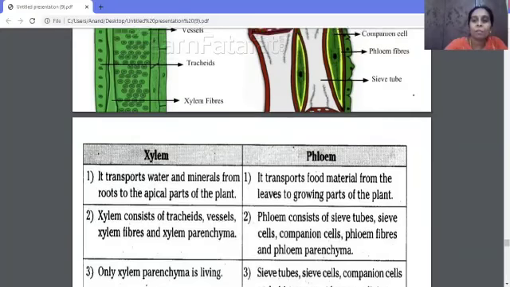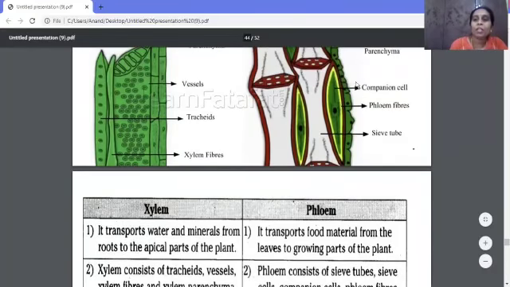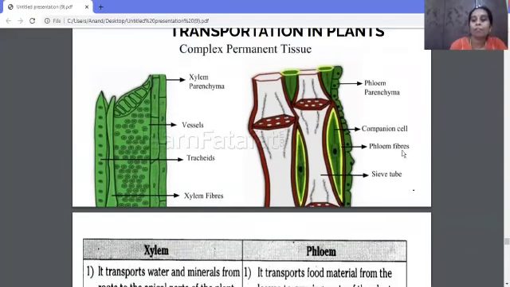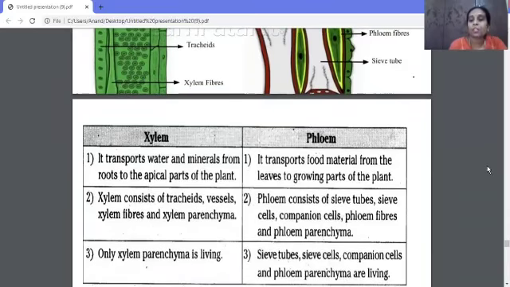What does the phloem consist of? You can just see the phloem consists of phloem parenchyma, companion cell, phloem fiber and the sieve tube. This will help in transporting the food materials from the leaf to the growing part of the plant body. Among these cells, sieve tube, sieve cell, companion cells, and the phloem parenchyma are all living cells.